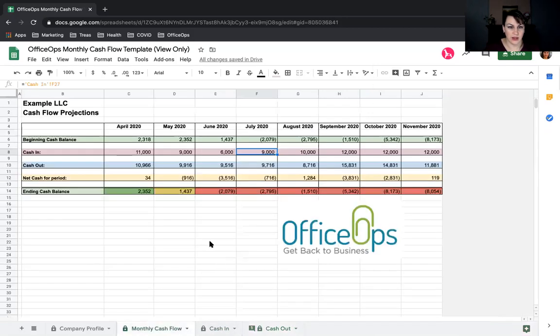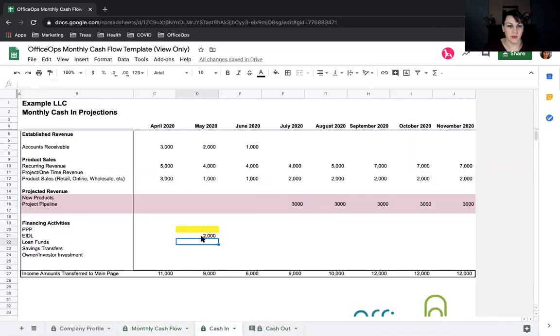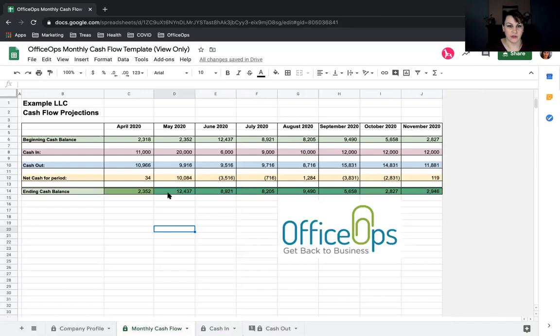Okay, let's see where we're at now. All right, so we're still short. So here's where the PPP can come in. Because we have these projections of being short on revenue by thousands of dollars, we might be able to get a PPP of $10,000, $11,000. Let's say we get that PPP. How does that put our cash flow?